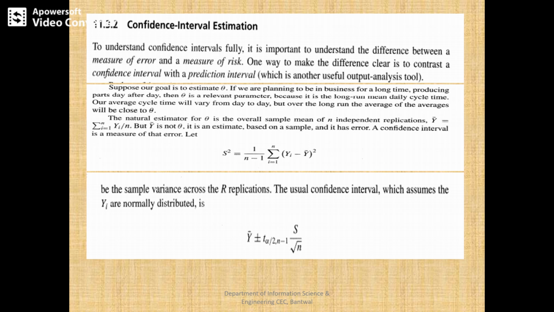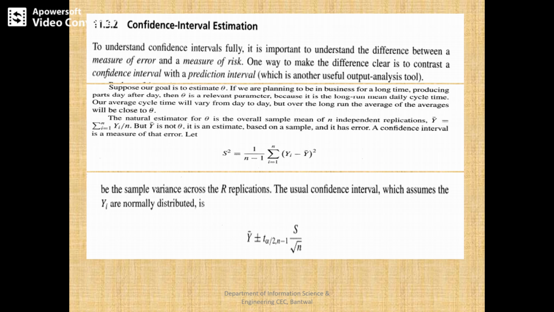represents the day-to-day variations of average cycle time. Suppose that our goal is to estimate theta. If we are planning to be in business for a long time producing the part daily, then theta is the relevant parameter because it is the long-run mean daily cycle time. The average will vary from day to day, we know that, but over the long run the average of the averages will be close to theta.